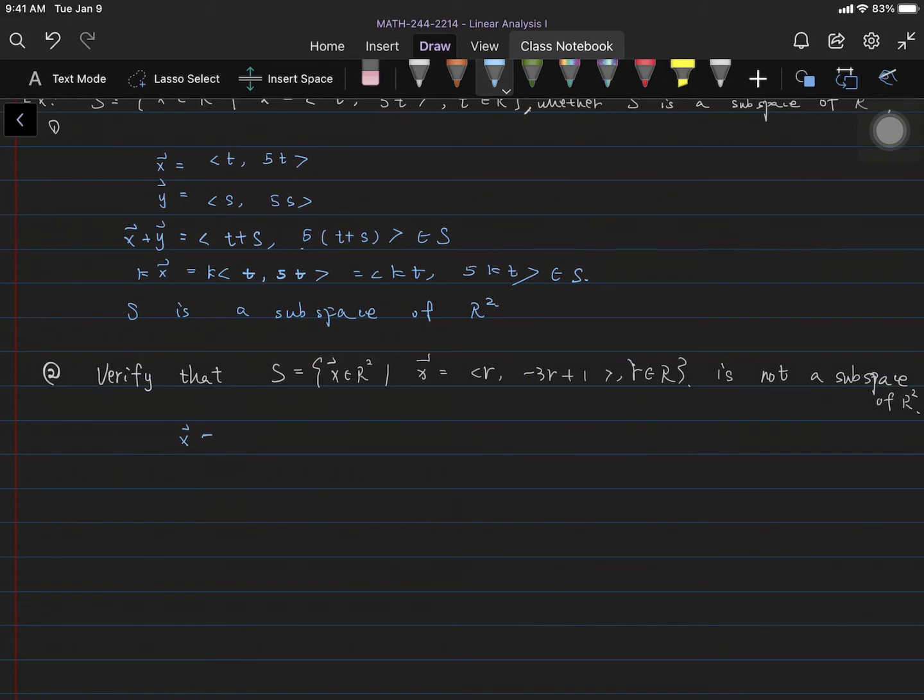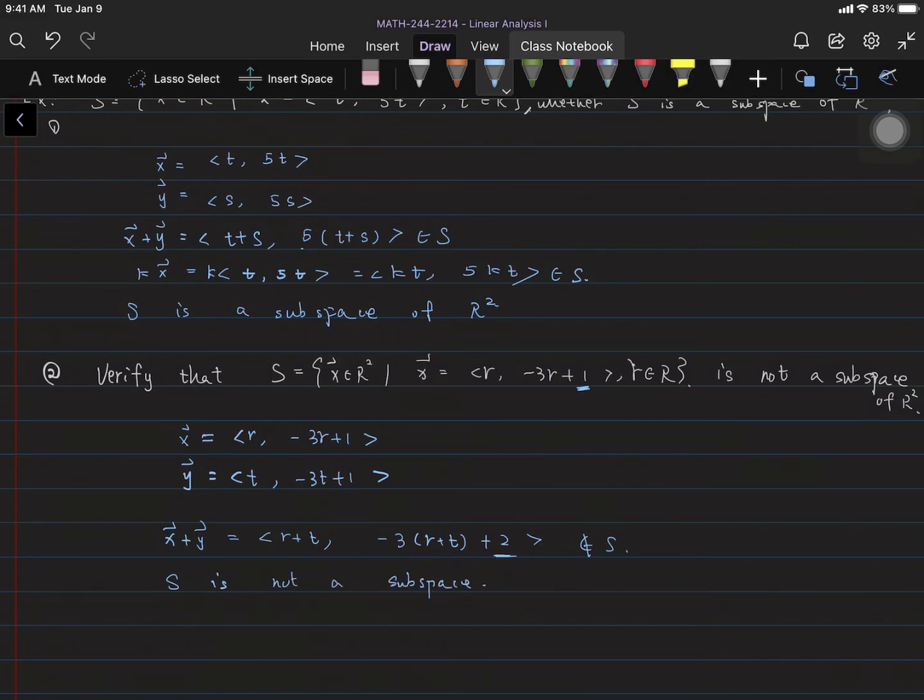x belongs to S. I'm going to write down x as (r, negative 3r plus 1) and y as (t, negative 3t plus 1). Then I do the addition: r plus t, and negative 3(r plus t) plus 2. I simplified, and you can see here it becomes plus 2, but originally it should be plus 1. So this doesn't belong to S. It is not a subspace.